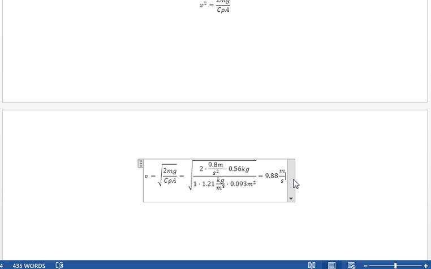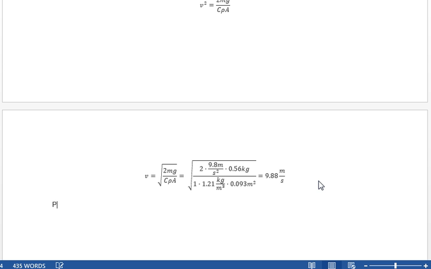Let's look in here. We got a meter per second squared in the numerator. In the denominator, the kilograms cancel out, and we have a meter squared over meter cubed, so we get a 1 over meter. That gives us a meter squared over a second squared. Take the square root, we get meters per second. The units all work out. So terminal velocity for the squirrel, 9.88 meters per second.